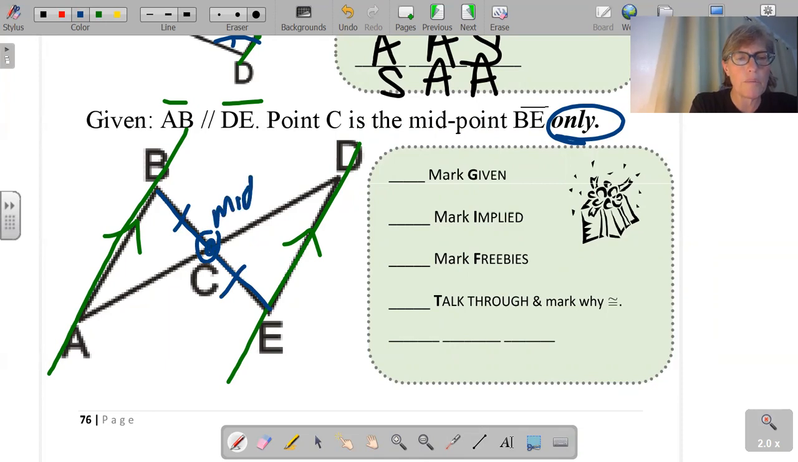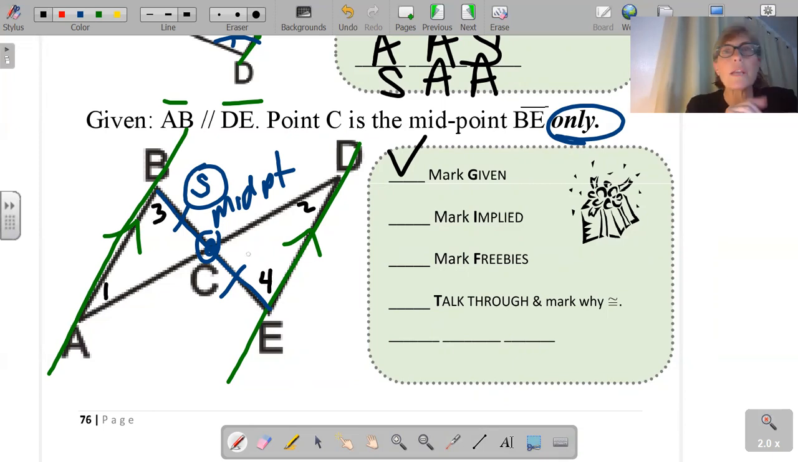Midpoint going this way. Okay, we're done with our given. Implied, of course, because of the midpoint, you get a pair of sides being equal. Also, I'm just going to give some numbers here, angles 1 and 2 and 3 and 4. Because of the parallel sides, you can get these angles congruent because of armpits of the Z.